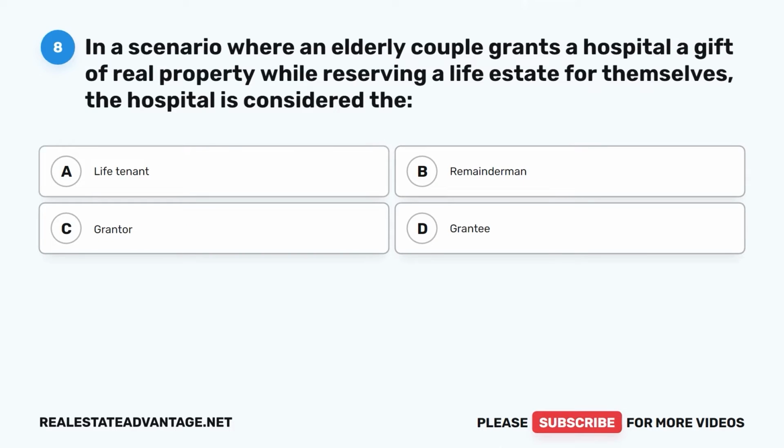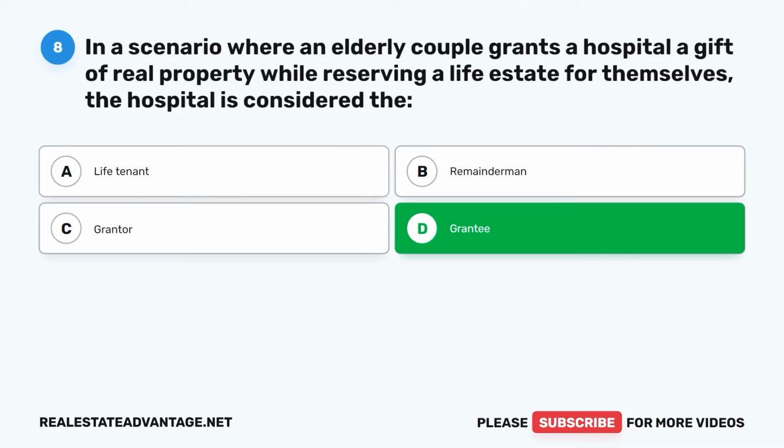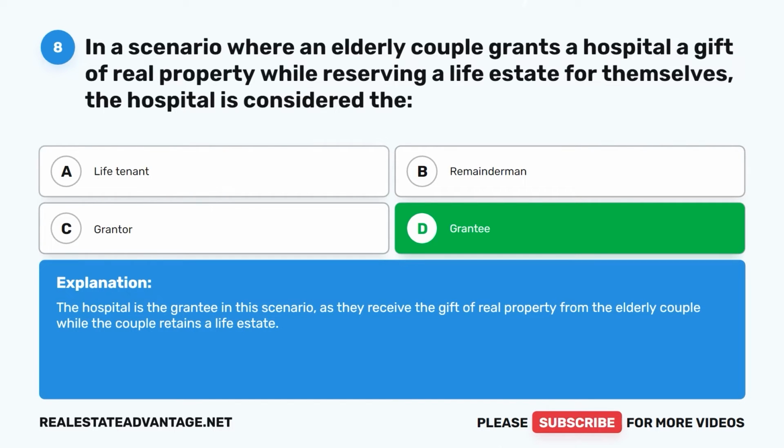Question 8. In a scenario where an elderly couple grants a hospital a gift of real property while reserving a life estate for themselves, the hospital is considered the A. Life tenant, B. Remainder man, C. Grantor, D. Grantee. The correct answer is D. Grantee. The hospital is the grantee in this scenario, as they receive the gift of real property from the elderly couple, while the couple retains a life estate.